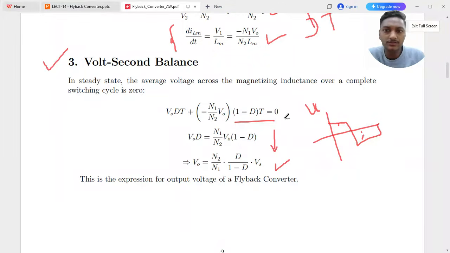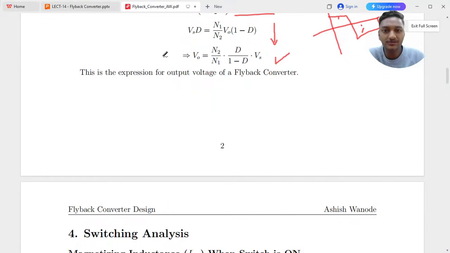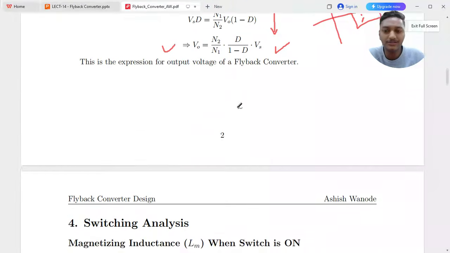So far we have understood a few more things about how to apply the volt-second balance. Now we will move forward and see a few more things. This is the expression you got, and it is a well-known expression, so don't get confused by it. V0 is N2 by N1 into D upon 1 minus D into Vs.